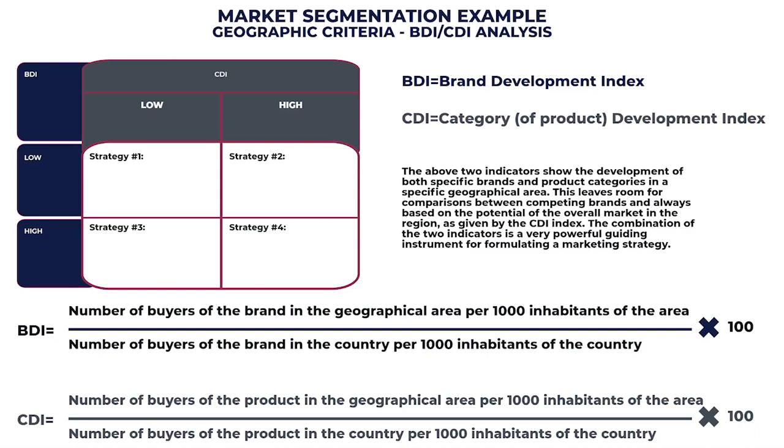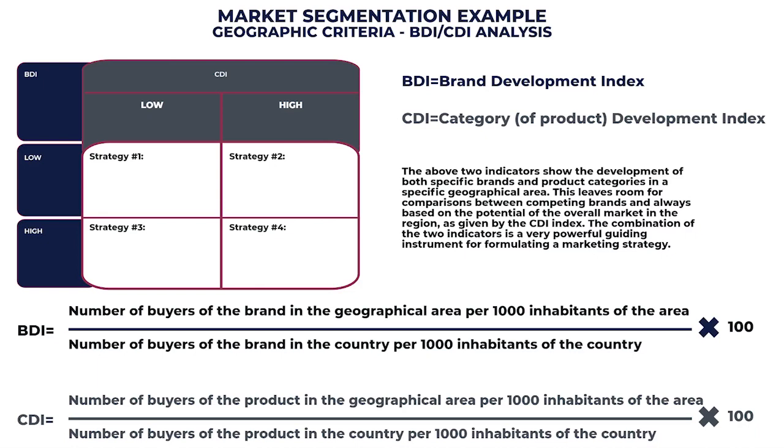And CDI is expressed by the following relation. Again, we have a fraction. It's the number of buyers of the product in the area per 1,000 inhabitants and by the number of buyers of the product in the country per 1,000 inhabitants of the country, and then we multiply this fraction 100 times to get the CDI index.